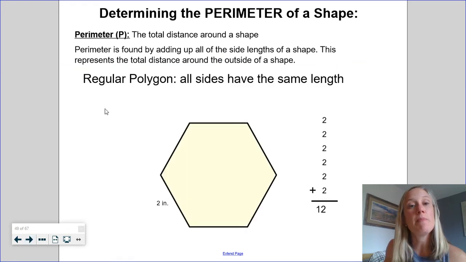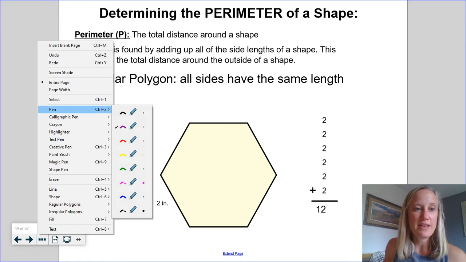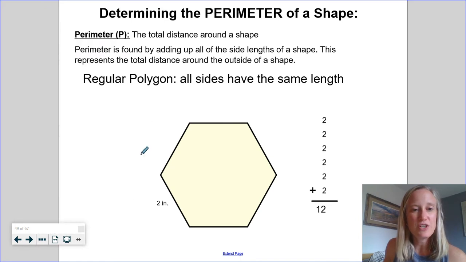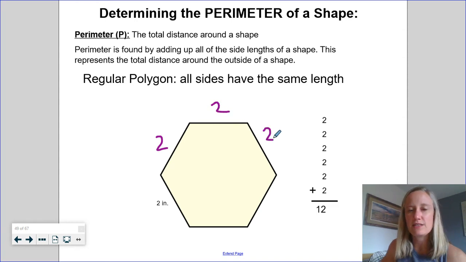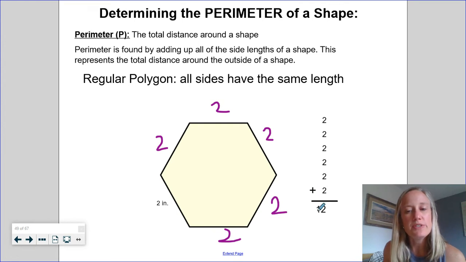Okay, let's go back to regular polygons. This is a regular hexagon. It has 6 sides. If it's a regular hexagon, that means that all sides have the same length. So if one side is 2, what do I know? If one side is 2, I know that this side is 2, and this side is 2, and this side is 2. And this side is 2, and this side is 2. Okay, so there's 6 sides, and they're all 2. So I'm going to add 2 plus 2 plus 2 plus 2 plus 2 plus 2, which is 12.